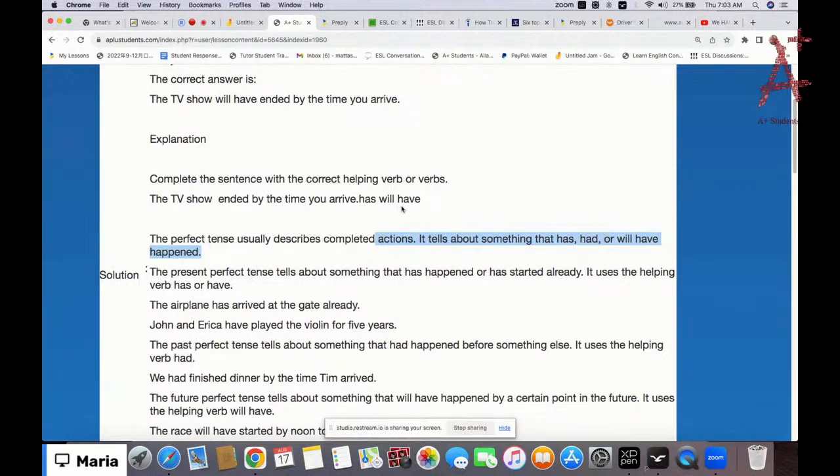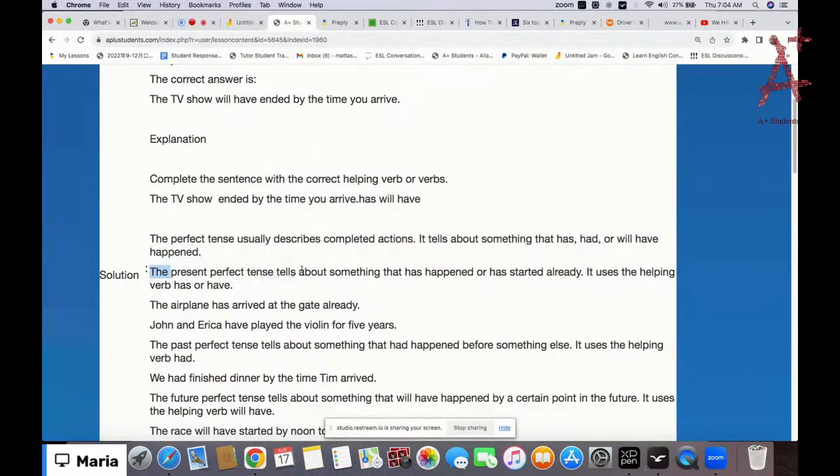Okay, or will have happened. Okay, so it's always like has, past tense, had. Okay, all the things that has happened, had happened, or will have happened. That is what it's all about. Okay, so next, this is for the perfect tense. Now the next one is the present perfect tense.